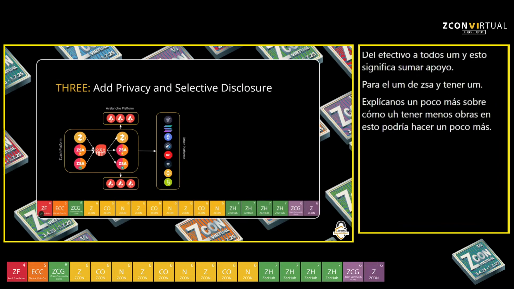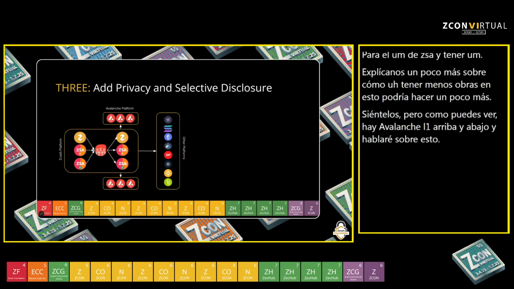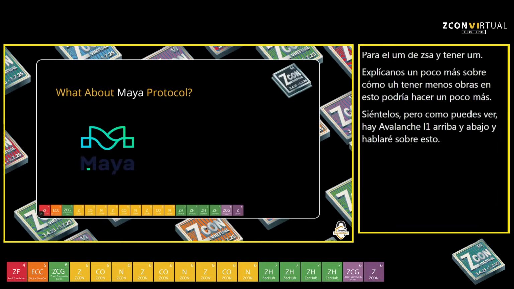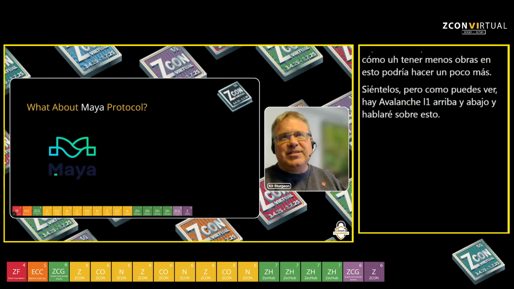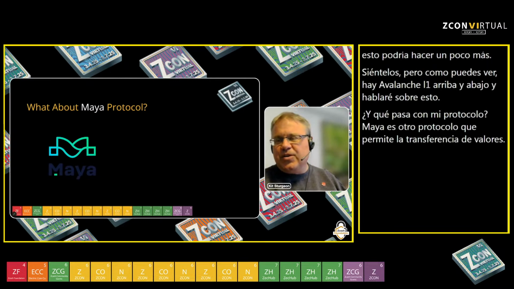So what about Maya protocol? Maya is another protocol that enables value transfer. And the great thing about RedBridge and Maya is we're symbiotic.